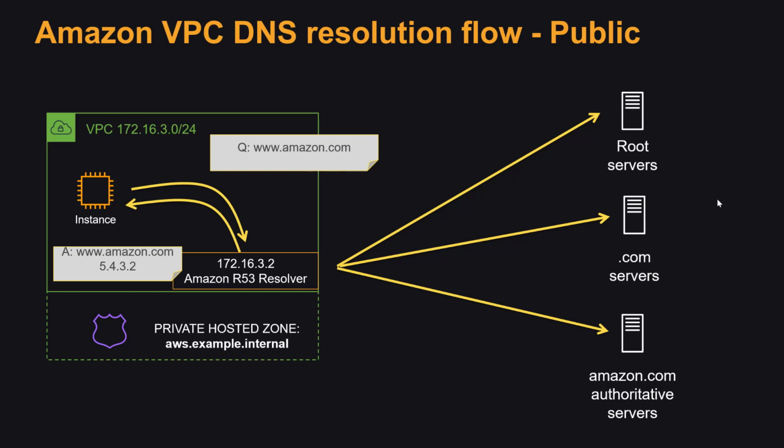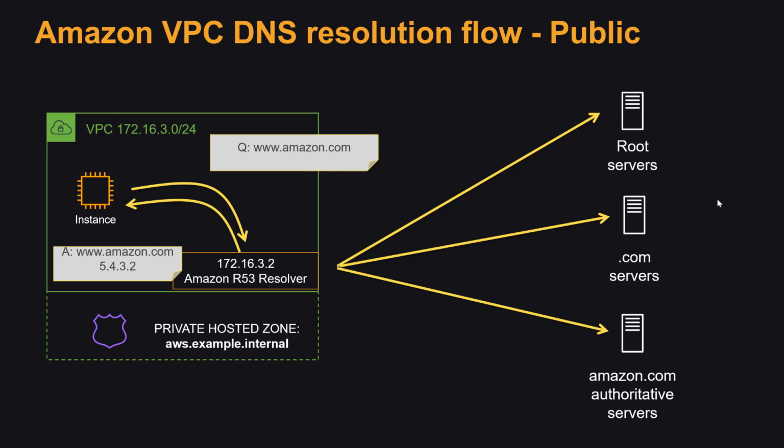The instance is trying to reach www.amazon.com. It's a public website. The resolver gets the request. If the resolver has it in the cache, meaning that it has resolved it for any other instance in the past and puts it in the cache for a certain amount of time, it will send the response back to the instance. The instance is now able to use www.amazon.com that resolves to IP address 5432, which is obviously made up. It's not the actual IP address, but for the example. And the instance is happy.